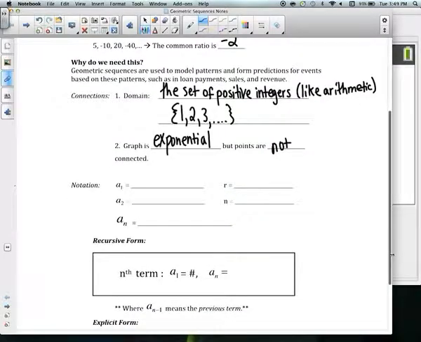Okay, the notation's very similar to before. We have A1 and A2, first and second term. So again, that's the same. N is the term number. But instead of D, we have R for common ratio.